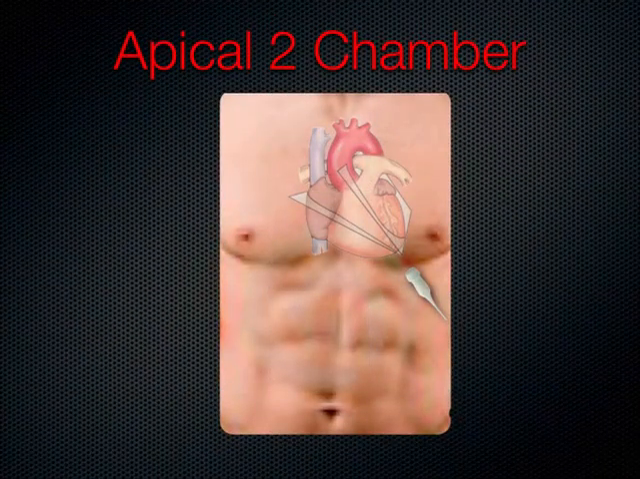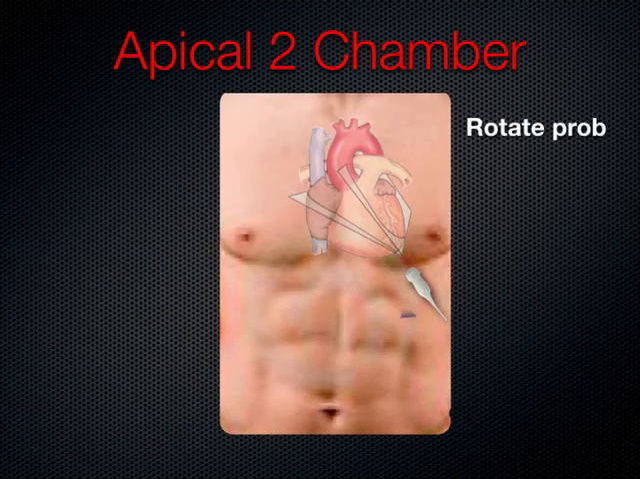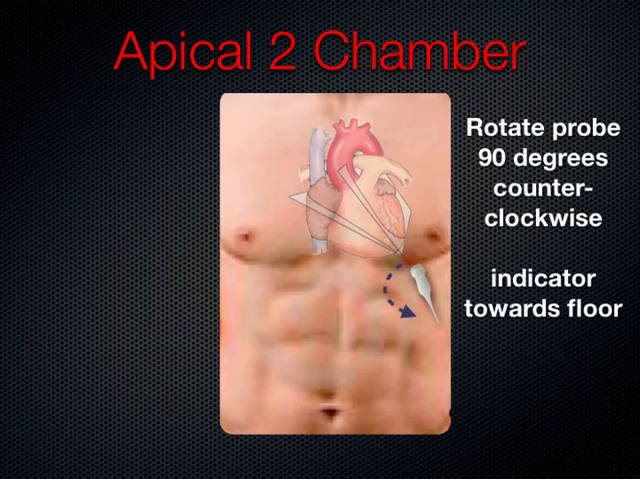Now here's a new view for you. This is called the apical 2-chambered view, and it's just a way to look only at the left ventricle and the left atrium. And what we do is we rotate the transducer 90 degrees counterclockwise, or basically taking that indicator from the patient's right and rotating the transducer so that the indicator is aimed towards the floor.